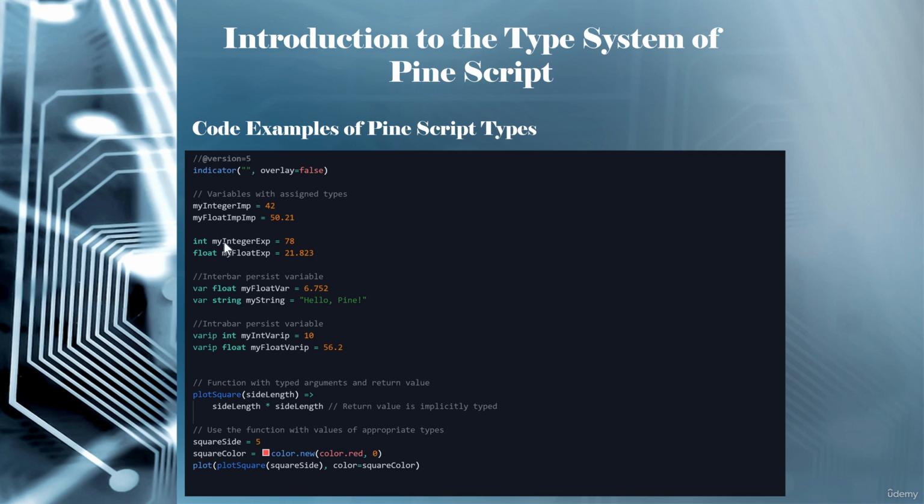Next, in the next two examples, we explicitly declare the variables and assign values to those variables. So an integer variable, and we assign an integer value to this variable. We explicitly specify the variable is float type and assign a float value to that variable.